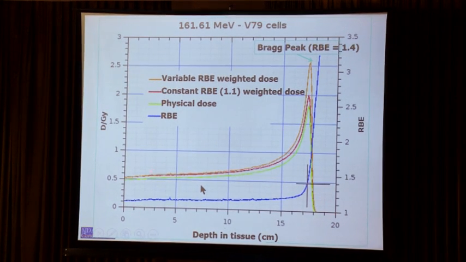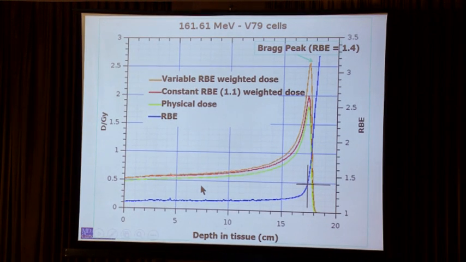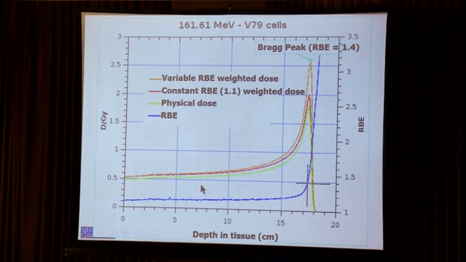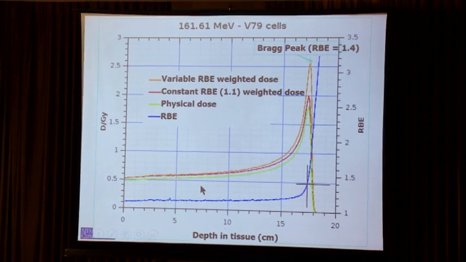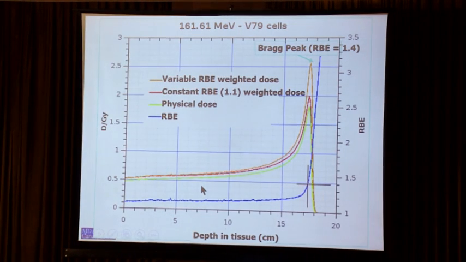The green curve here is the physical dose distribution for a scanned monoenergetic proton beam. If I multiply this by 1.1, I get this red curve, okay? Just 10% higher everywhere. But if I use variable RBE weighted dose, then what you see is the orange curve here. It is another 30% higher. If we continue to use 1.1, we are discarding this additional advantage that protons have to offer.